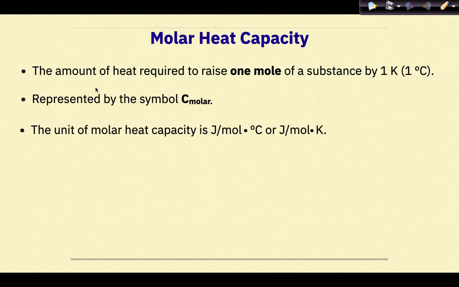Molar heat capacity is defined as the amount of heat required to raise 1 mole of a substance by 1 Kelvin or 1 degree Celsius. It's represented by the symbol capital C with a subscripted m, for molar. The unit of molar heat capacity is joules per mole degree Celsius or joules per mole Kelvin.